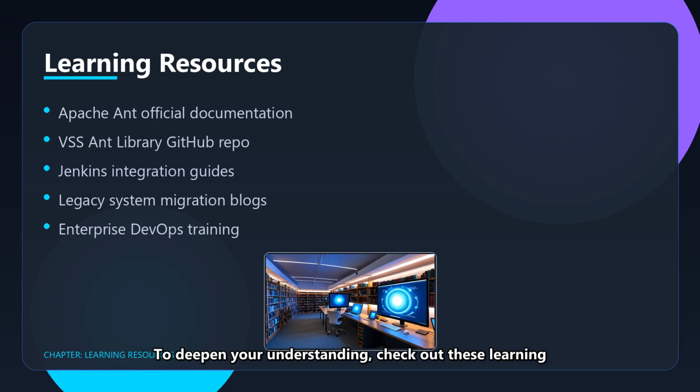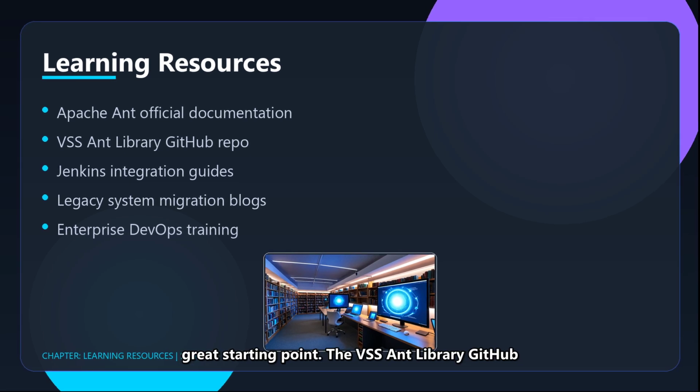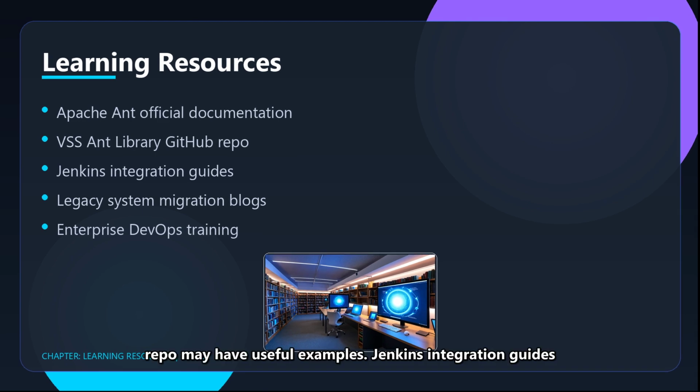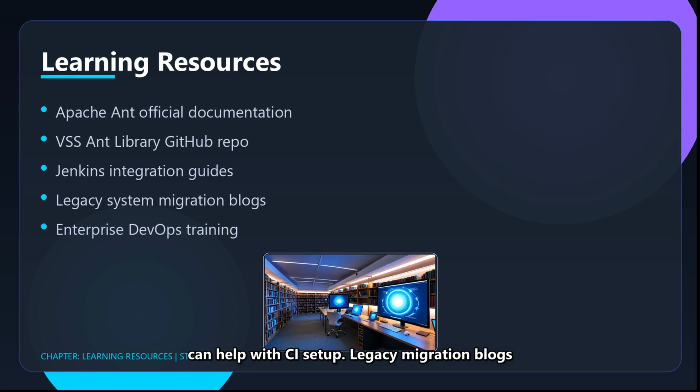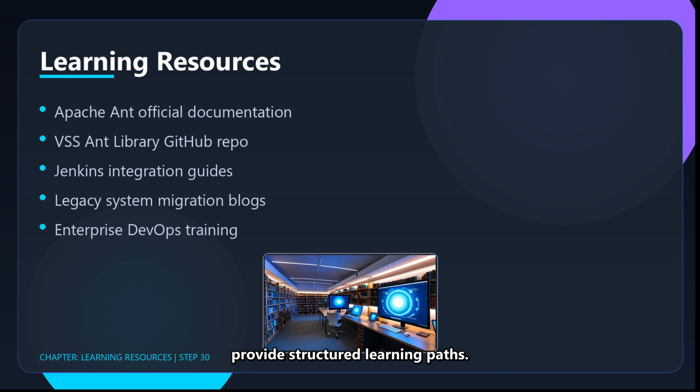To deepen your understanding, check out these learning resources. The Apache Ant official documentation is a great starting point. The VSS Ant library GitHub repo may have useful examples. Jenkins integration guides can help with CI setup. Legacy migration blogs offer real-world insights. And enterprise DevOps training programs provide structured learning paths.